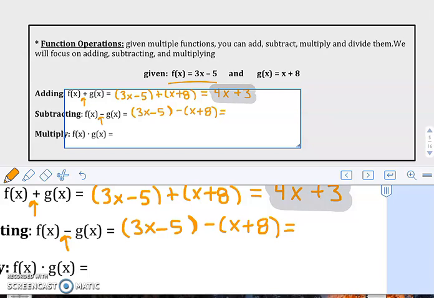So this time we'll do 3x minus 1x, because that minus will go to both things. So 3x minus 1x is 2x. Negative 5 minus 8 will give you negative 13. But that's it. You just pay attention to what the operation is telling you to do, and then you do that operation with the given functions.